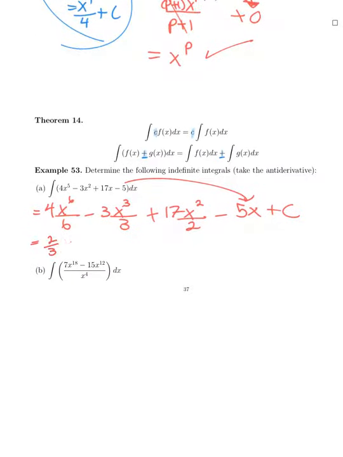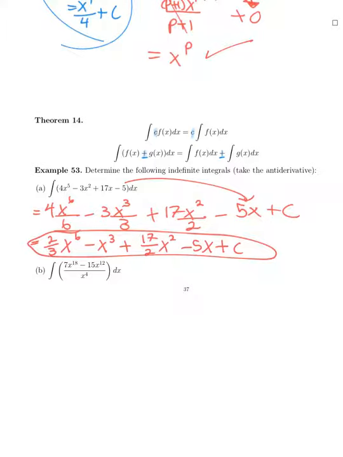So then I had 2/3 x to the power of 6 minus x cubed plus 17/2 x squared minus 5x plus a constant. All right, so that's that antiderivative. And you can always check your work. So how would you check your work? You would check your work by taking the derivative of this and making sure it is the same as the question.